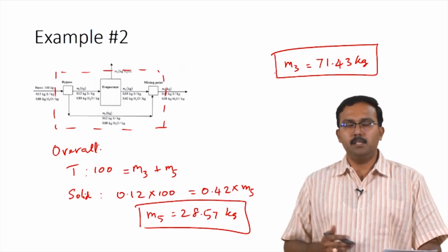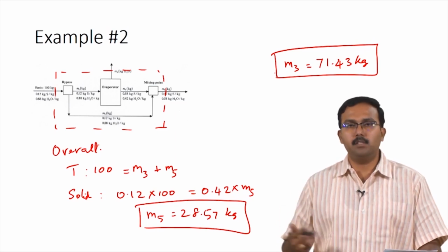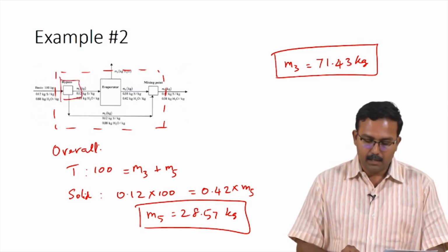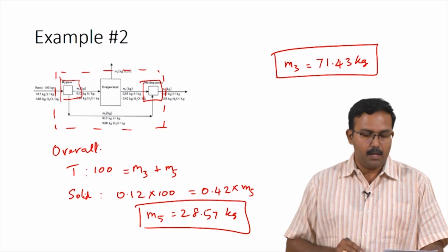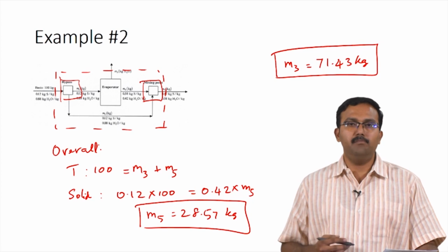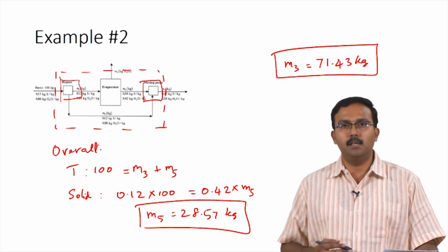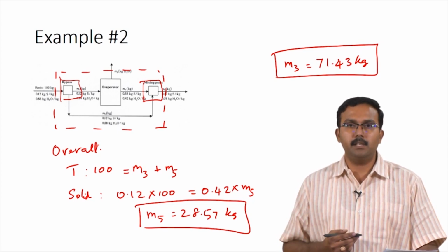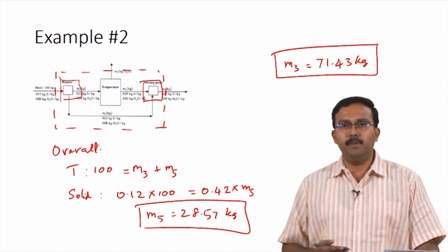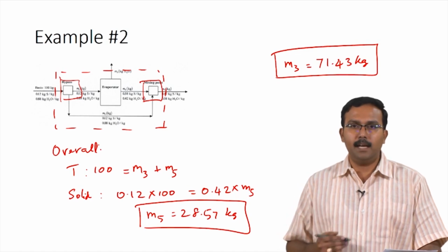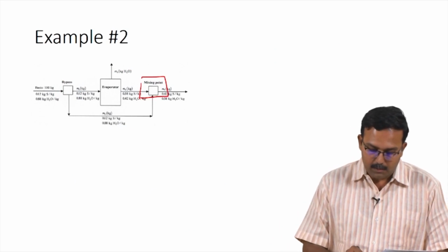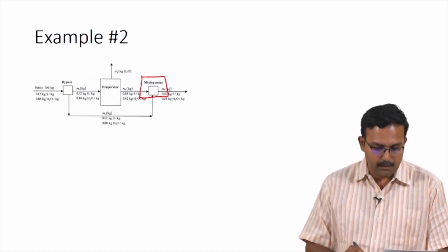So, we have two systems where the bypass stream will cross the system boundary. One would be the splitter, which is the bypass stream, and the other would be the mixing point. Amongst these two, I have chosen to use the mixing point because that would give me more independent equations. A splitter gives me only one independent equation. So, to avoid any chance of higher degrees of freedom, I will use the mixing point as the system of study. So, for the mixing point, let us try to write a balance equation.